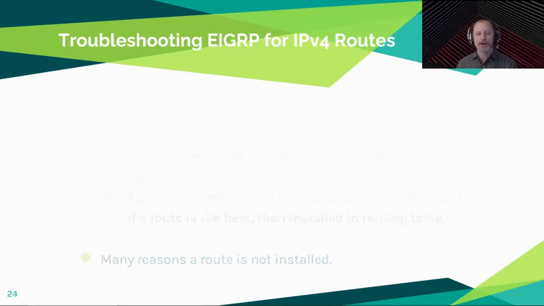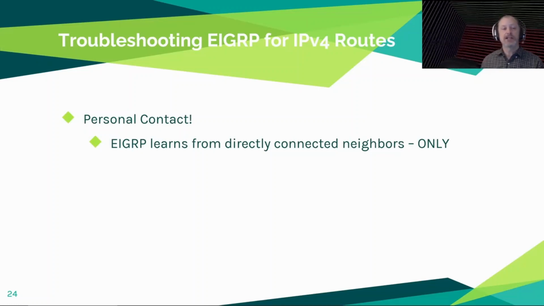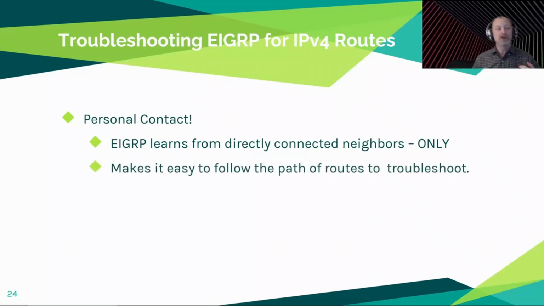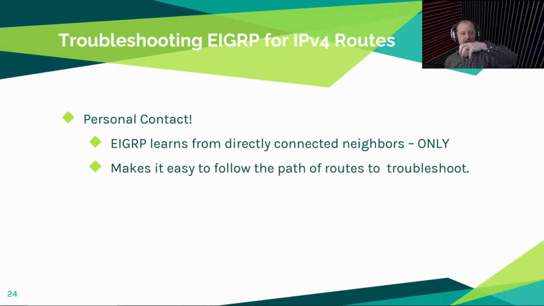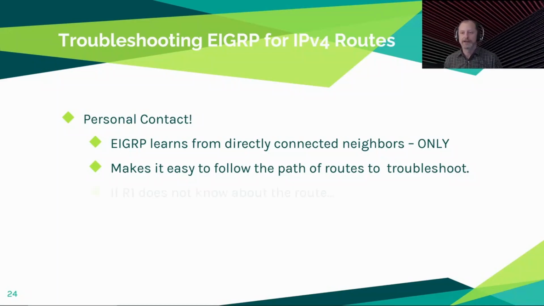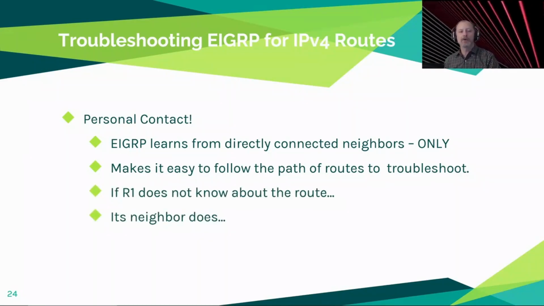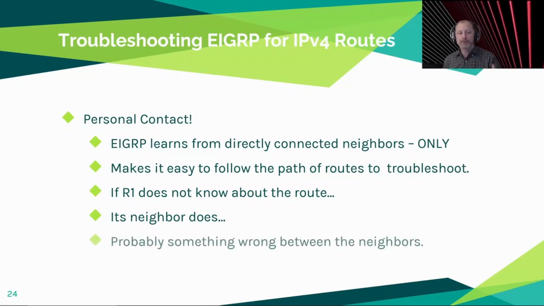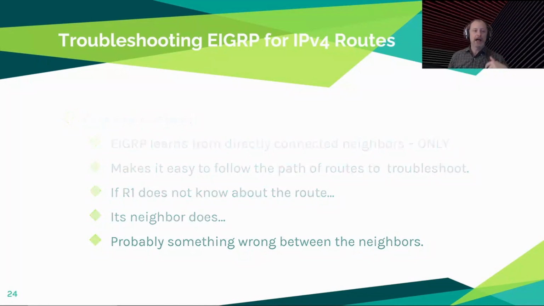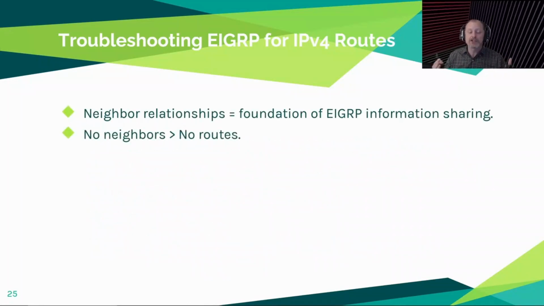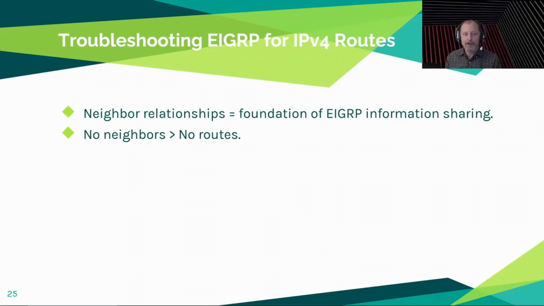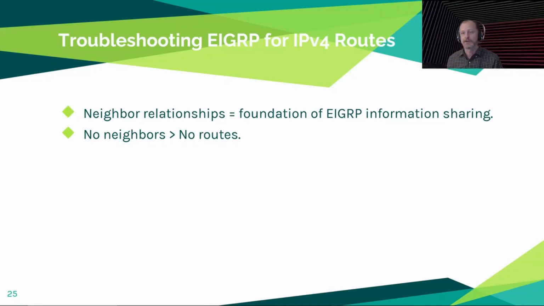So remember, this information is only going to come from directly connected neighbors. So if you don't have a path, you can follow the path to figure out where that problem is, right? If R1 doesn't know about the route and its neighbor does, there's probably something wrong between those two neighbors. Again, I can't harp on it enough that these neighbor relationships are the foundation of how EIGRP works. No neighbors means no routes.